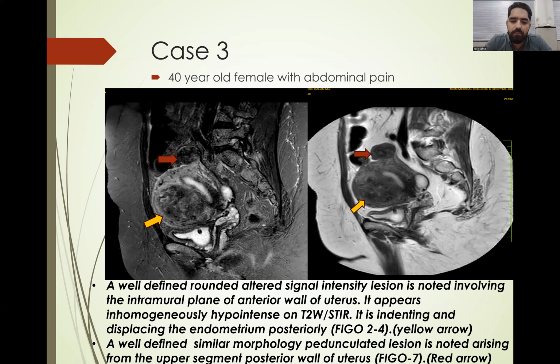A well-defined similar morphology pedunculated lesion is noted arising from the upper segment posterior wall of the uterus, which is FIGO 7, marked by the red arrow.